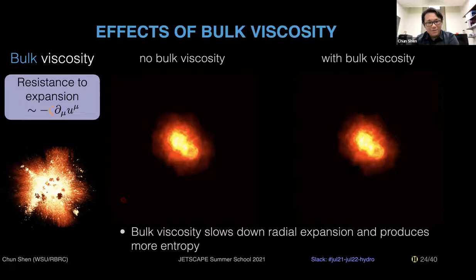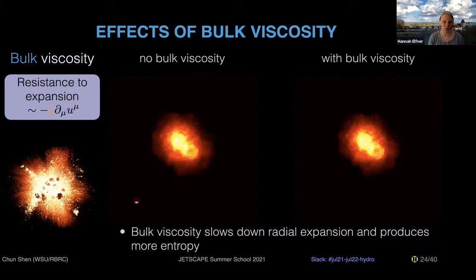If you have a large speed of sound, you will get larger expansion. So that's also another kind of indirect information you can relate to this part from experimental observables. There's no very obvious observable that can directly link to the trace anomaly, the breaking of conformal symmetry.